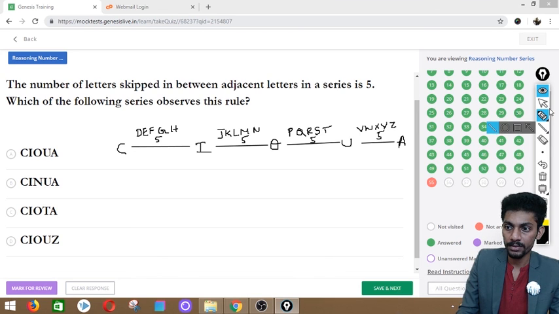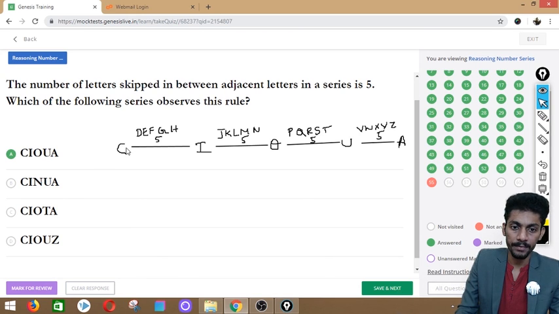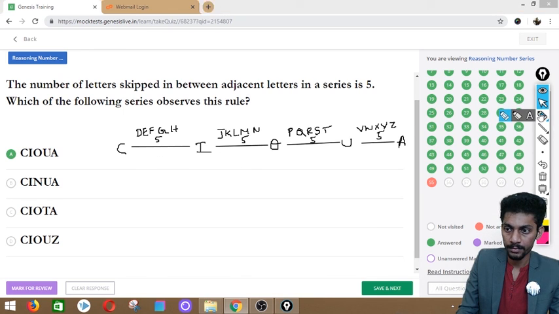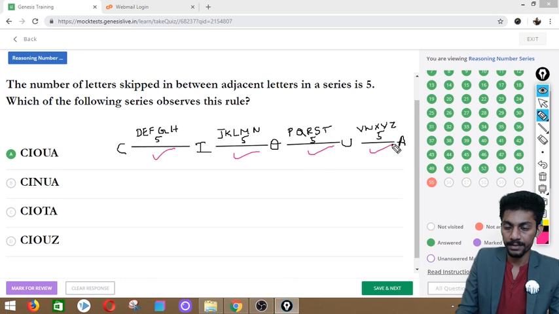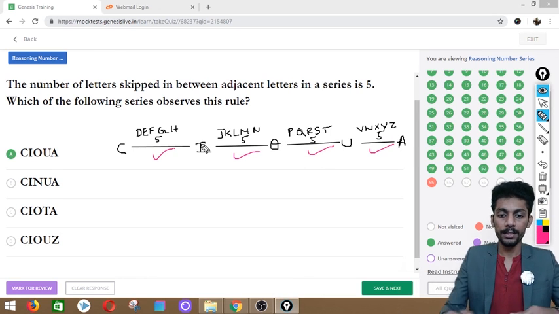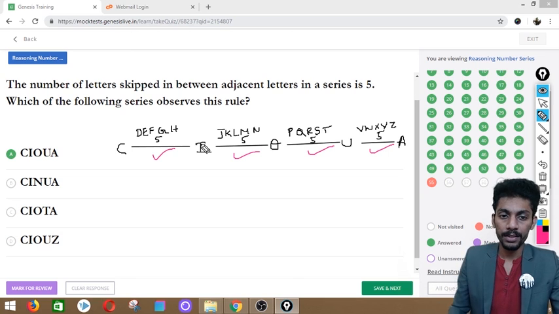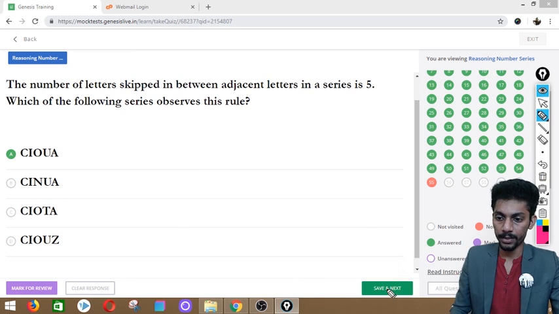Which of the following series follows this rule? That is option A. Because we have 5 letters missing here, 5 letters missing here, 5 here and 5 here. Correct? So that is option A. So I hope you understood. Next, move on to next question. Mark your answer. Go for next one.